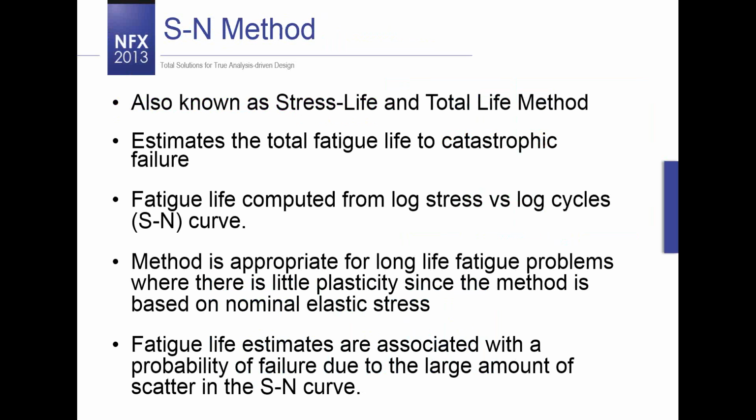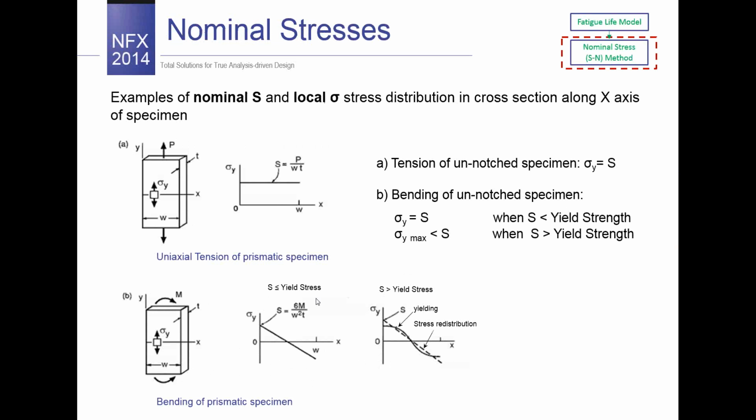Now let's take a look at the next slide, and let's start to talk about the SN method. This is the first approach. This method is also called the total life method, and it estimates the total fatigue life to catastrophic failure. To use this method, we're supposed to have an SN curve. I didn't say anything about this curve yet, but I will. What is important is that this method is appropriate for long life fatigue problems when there is little plasticity, or if there is no plasticity. This method is based on nominal elastic stress, as I said. Let's take a look at the next slide at this moment.